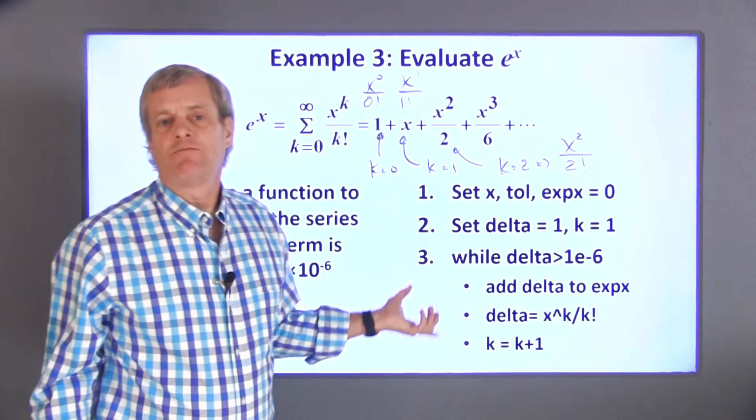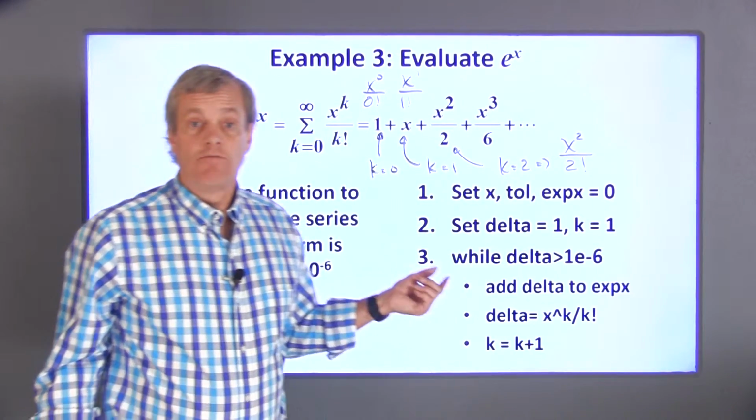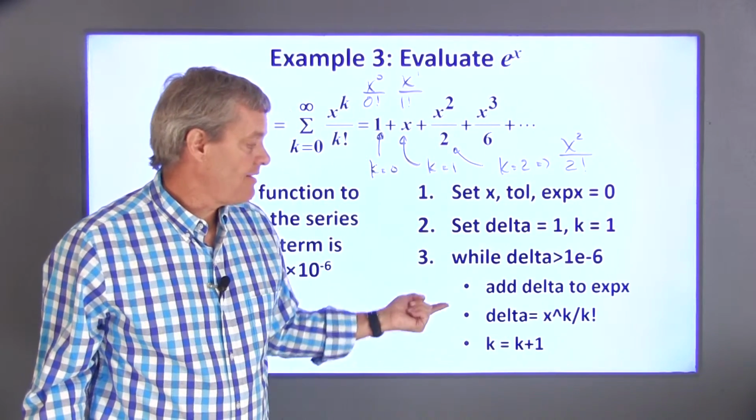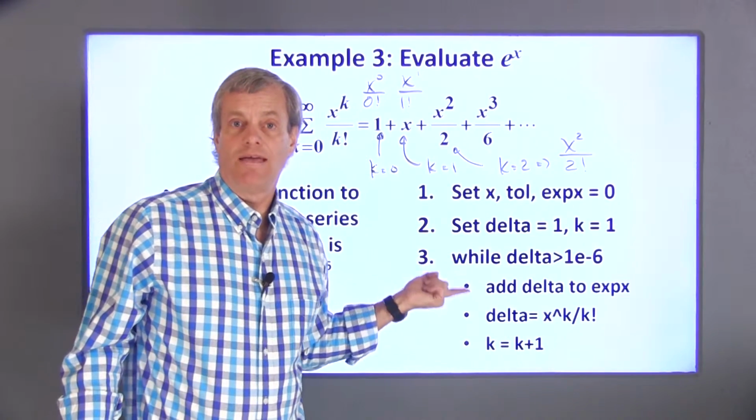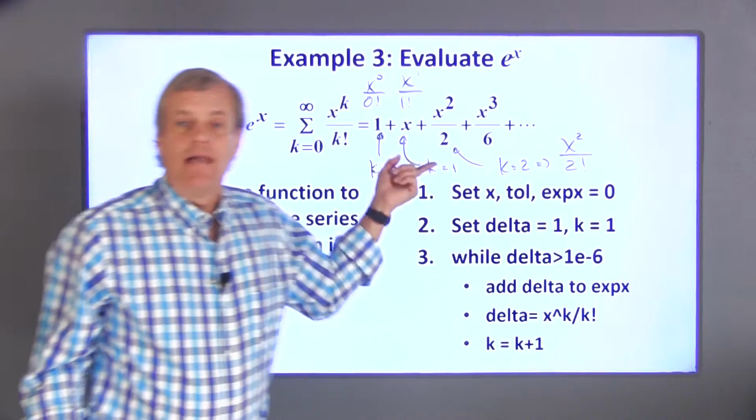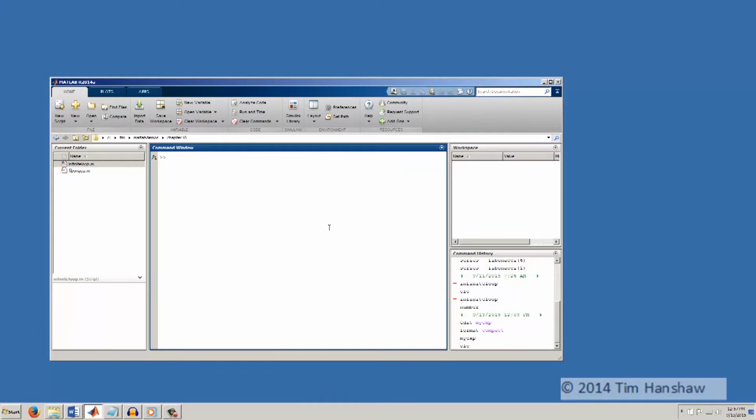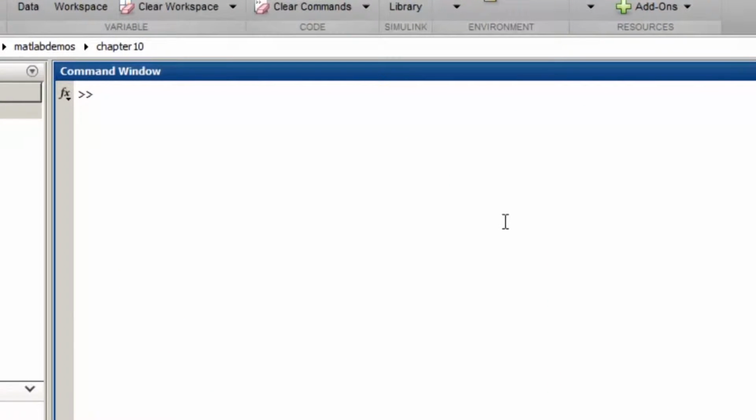There's a variety of different ways to get to the same result. For example, I could initialize k to 0 and then update k and recalculate delta before I calculate a new term. Now I'll implement the code in MATLAB and flesh out the details. First, I'll create a file named myexp.m in the Chapter 10 folder.